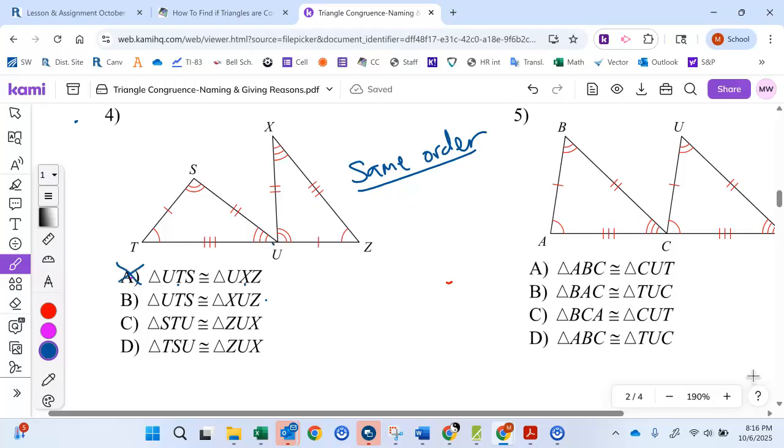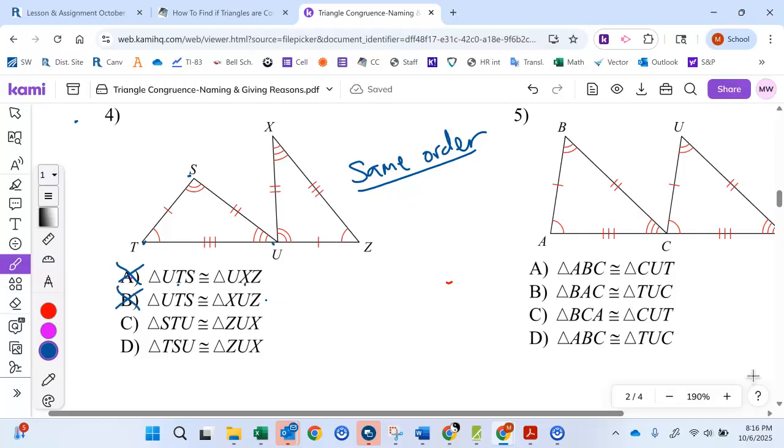So UTS, that would start here, go like that. That would be this angle. Is that the same as XUZ? This one has two. This one only has one. So that's not the same. So it's not B.